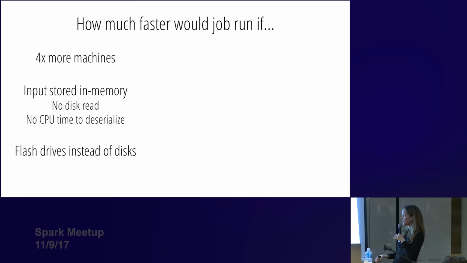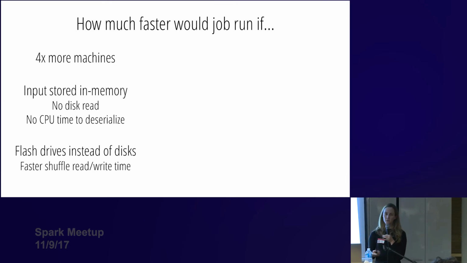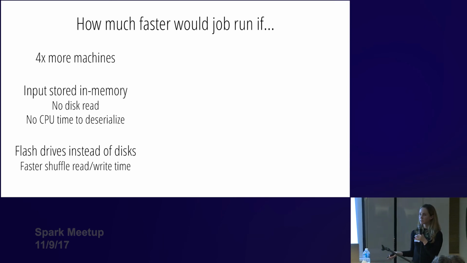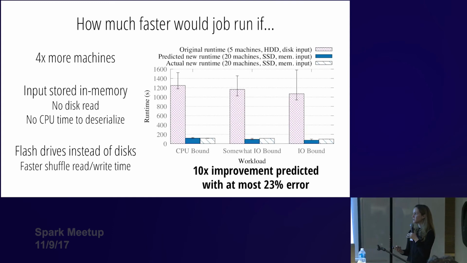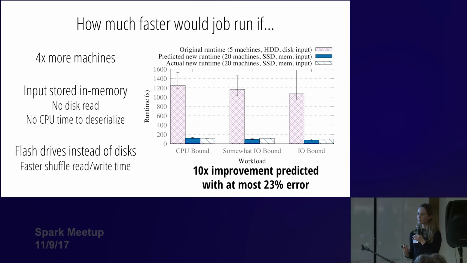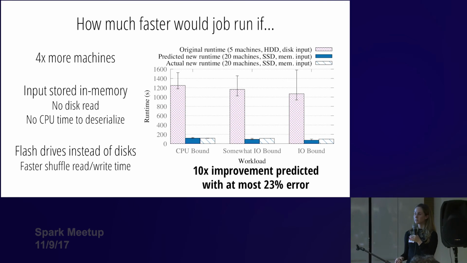And then the final change is that all of the machines have flash drives instead of disks, so this means that the shuffle data will be faster to read and write. So this is kind of a massive change, but it's the kind of thing that a user might consider as they're thinking about how to improve the performance of their workload. And what this graph shows at a high level is that once you use monotasks, it becomes trivial to make these kind of predictions because you know exactly how long the job spent on each resource, and so you can estimate exactly what the change would be if the underlying resources were different.